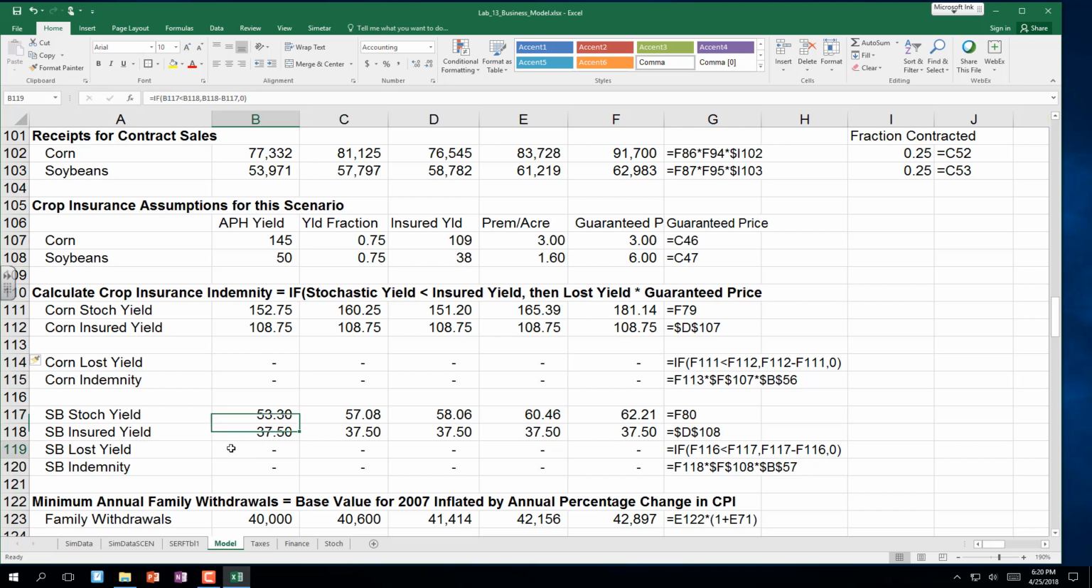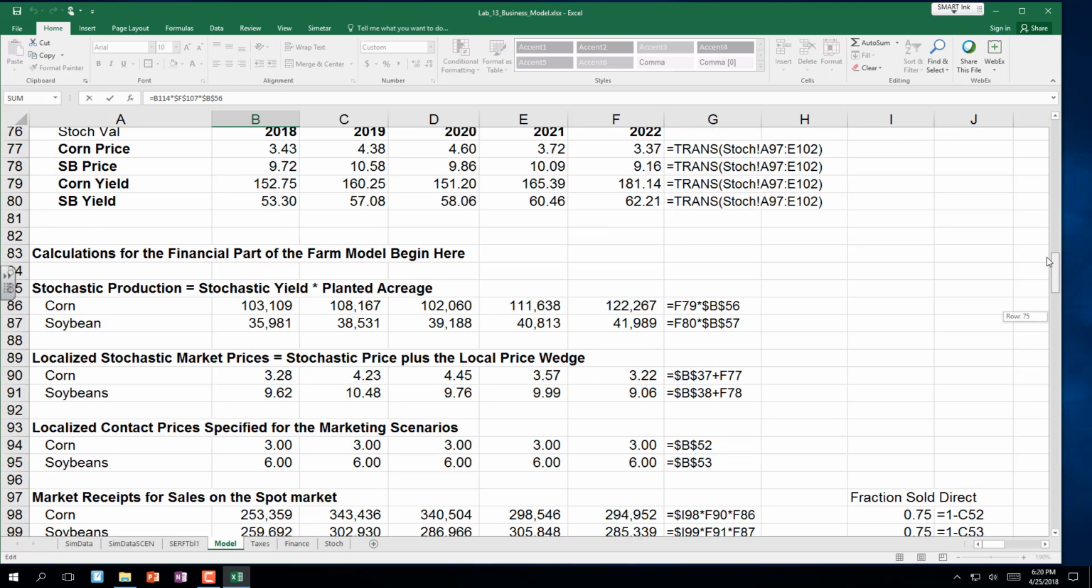And we did the same thing, and then the indemnity, of course, is the lost yield times the guaranteed price for that contract, on that insurance contract. It happens to be $3 and $6. It's not the same thing. It can be any number that we specify. And that looks suspiciously different, doesn't it?